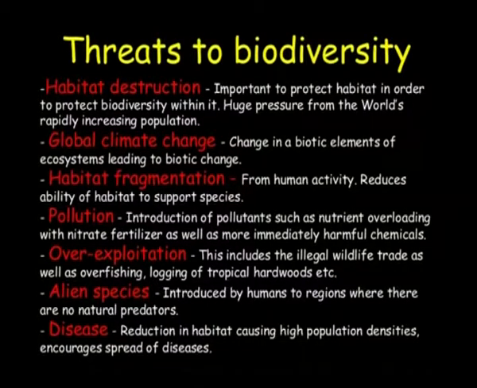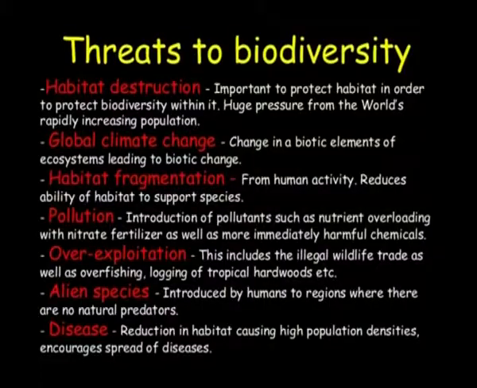Alien species. This is introduced by humans to regions where there are no natural predators. Like even a recent article that came about, one particular forest they have realized, because of the poaching of tigers and leopards, there has been an increase in the number of species of deer and antlers, which is causing an imbalance in the food chain. Because of this, they had to bring in species from another area, predators, to reduce the number of these deer. Diseases: reduction in habitat causing high population densities encourages the spread of diseases.